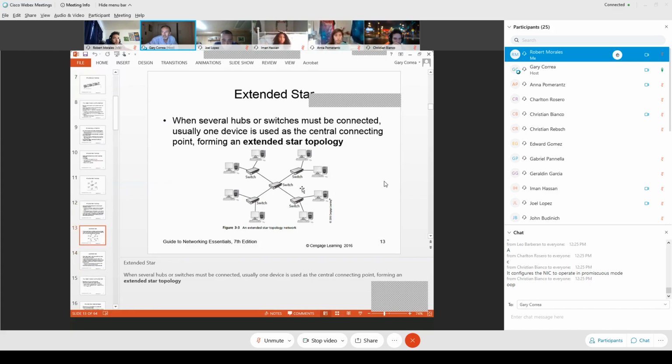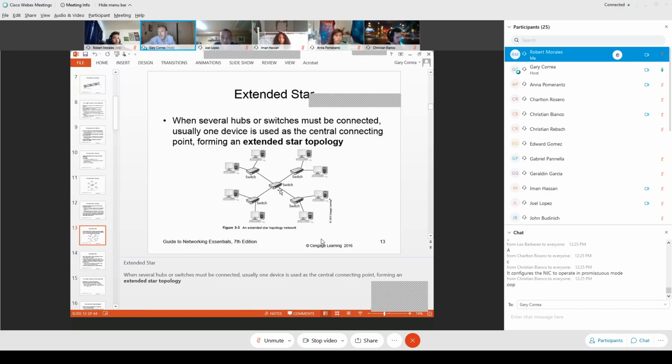An extended star is a star of stars. That's a star. That's a star. That's a star. And that's a star. But we want to connect them together. So we took 4 small stars and put them together through a star of switches to get what we call an extended star. That is, we can keep expanding a star almost infinitely.